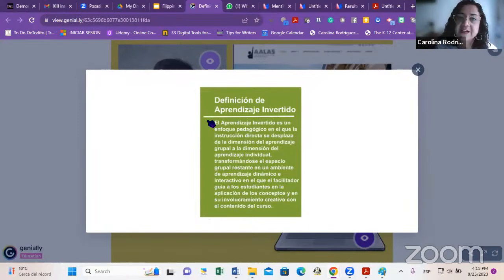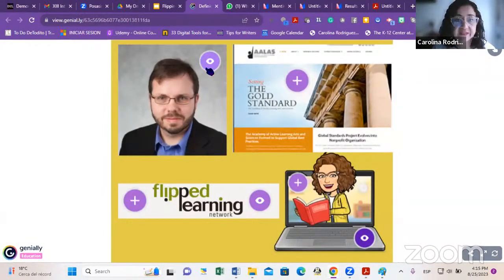So basically, the key points in this definition are, first of all, that it's a pedagogical approach, right? Second of all, that the class and what we send as homework will shift, and there is also a shift in teachers' and students' roles. So the teacher becomes a designer of these experiences and also a facilitator of them in the classroom, and students become more active in the application of concepts and the use of different things, right?